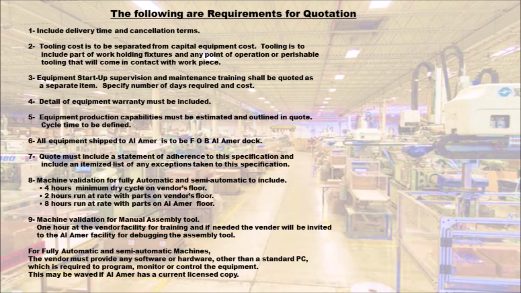8. Machine validation for fully automatic and semi-automatic to include 4 hours minimum dry cycle on vendor's floor, 2 hours run at rate with parts on vendor's floor, 8 hours run at rate with parts on Amer floor. 9. Machine validation for manual assembly tool: 1 hour at the vendor facility for training, and if needed the vendor will be invited to the Amer facility for debugging the assembly tool.